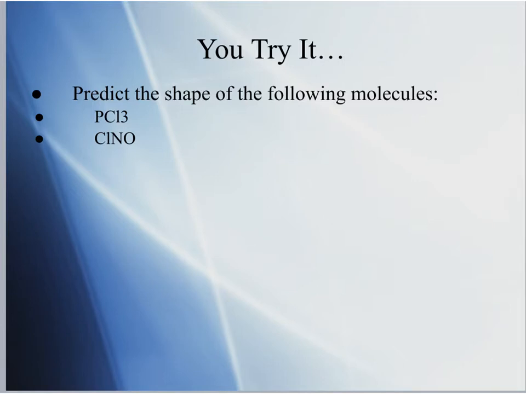All right, so what I want you guys to do is go ahead and write these down on your papers. Okay, so this is PCl3, with the little 3 there. All right, and this is chlorine and then NO. All right, and I want you guys to pause and then draw the Lewis dot structures and figure out what shape these guys are. And then you can click play, and we'll go over the answers together.